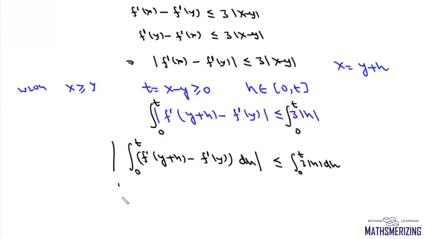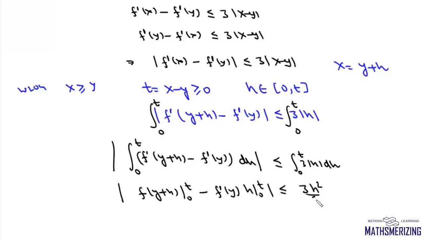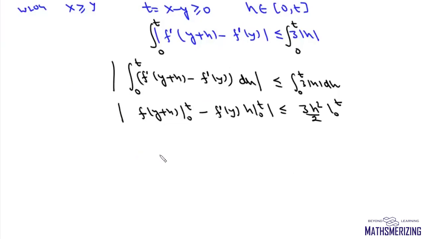Now, if we integrate this function, we'll get f(y+h) from 0 to t minus f'(y) into h from 0 to t, it is less than or equal to 3, and this is h square by 2 from 0 to t, and it'll be mod f(y+t) minus f(y) minus f'(y) into t will be less than or equal to 1.5 t square.